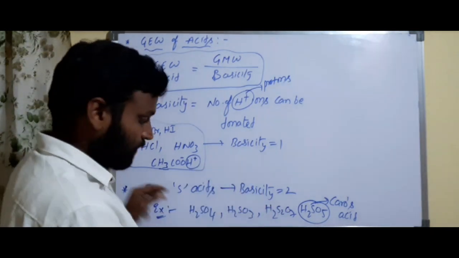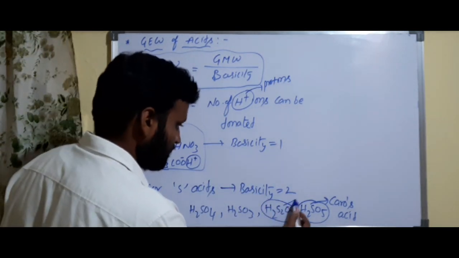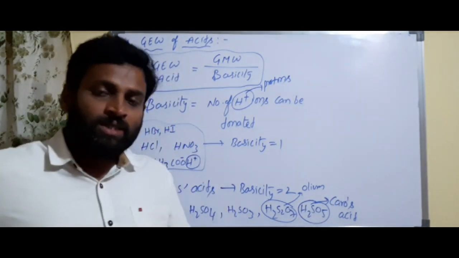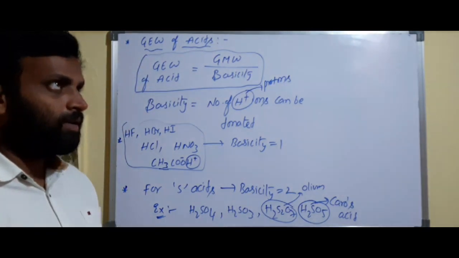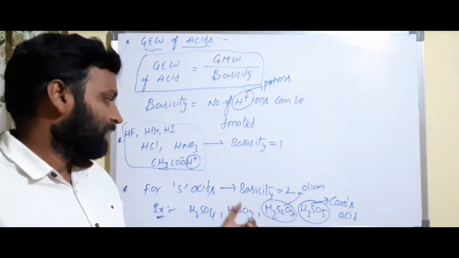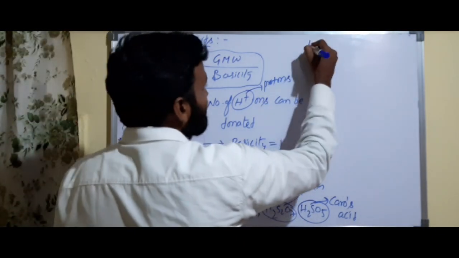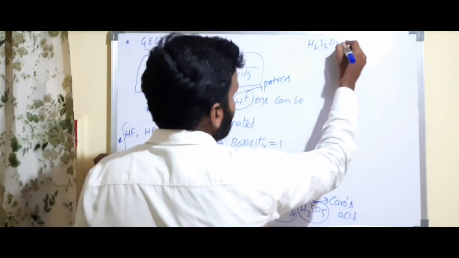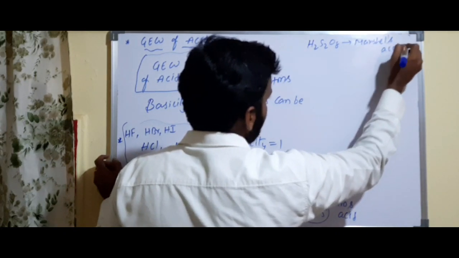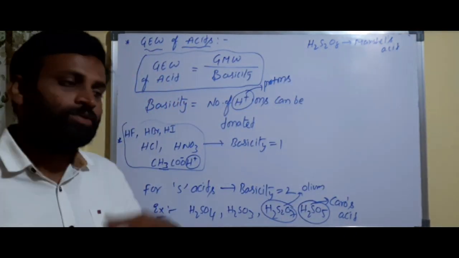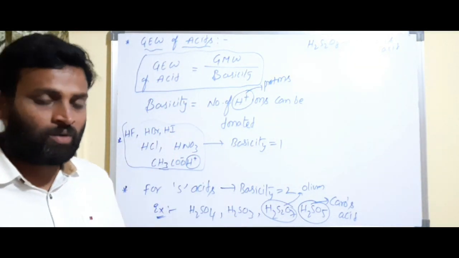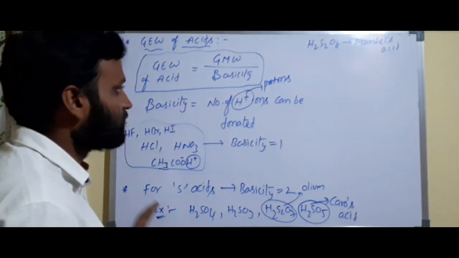You have to write this down. They may ask you the gram equivalent weight of oleum, so oleum means H2S2O7. Marshall's acid is H2S2O8. Marshall's acid basicity is no change, it is 2. You can remember now: any sulfur acid has basicity 2.